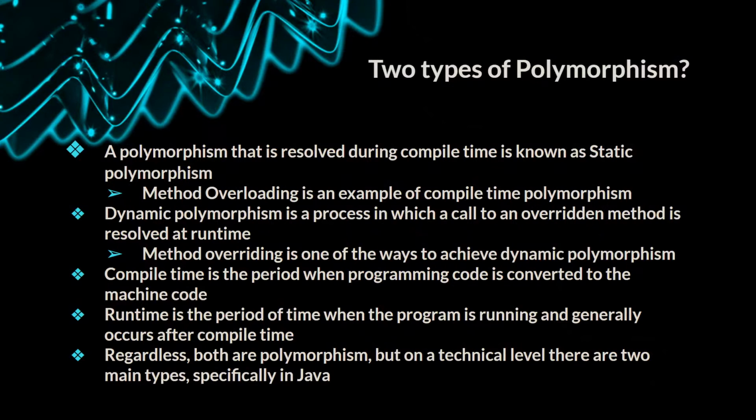Now, dynamic polymorphism is a process in which a call to an overridden method is resolved at runtime. Method overriding is one of the ways to achieve dynamic polymorphism, which we'll talk about in the following slides. Just for context, compile time is a period when programming code is converted to machine code, and runtime is a period of time when the program is running, and generally occurs after compile time. Regardless, both are types of polymorphism, and it just gives you a more technical view on it. So it's not that important as long as basically they're both polymorphism.